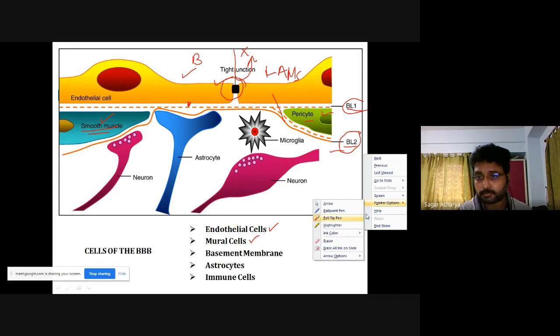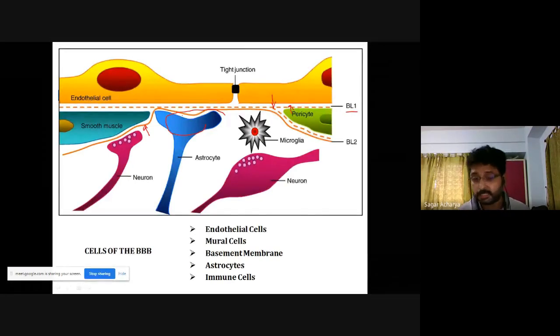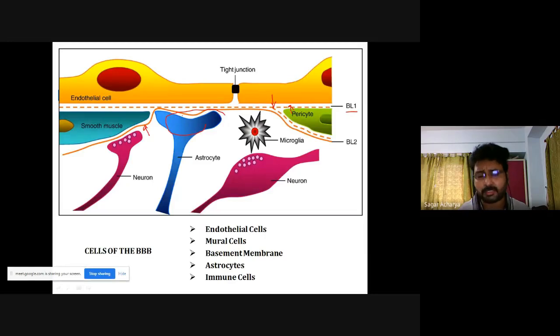So BL1 is secreted by the endothelial cells and pericytes. Whereas the parenchymal basement membrane is secreted by the astrocyte end feet. So these are responsible for secretion. Now, what are the constituents of this basement membrane? Mainly type 4 collagen, laminin, nidogen, and other heparan sulfate proteoglycans; a few glycoproteins are also there.